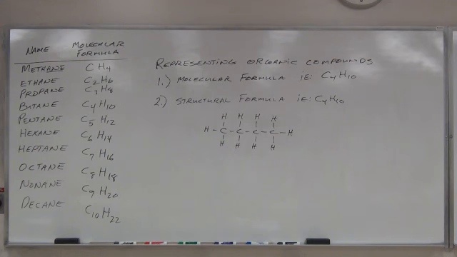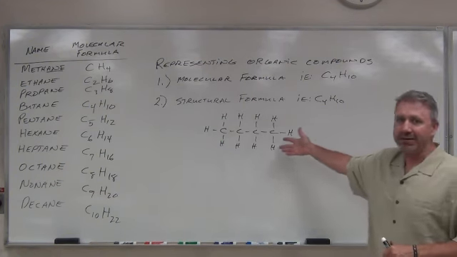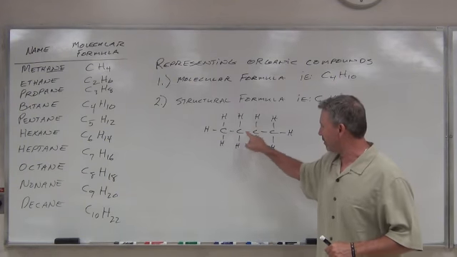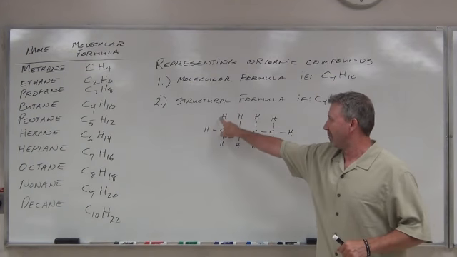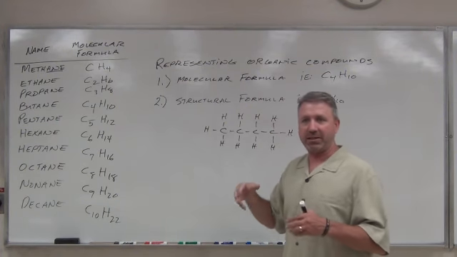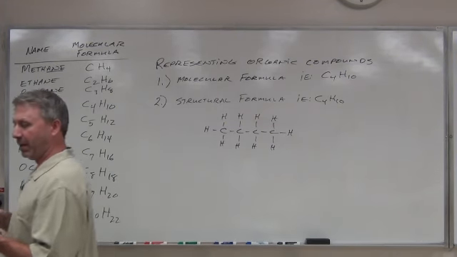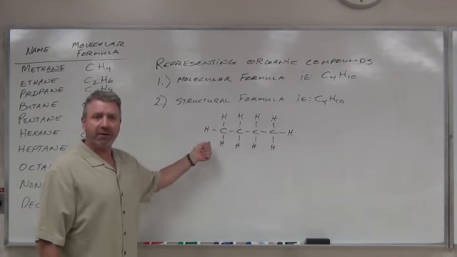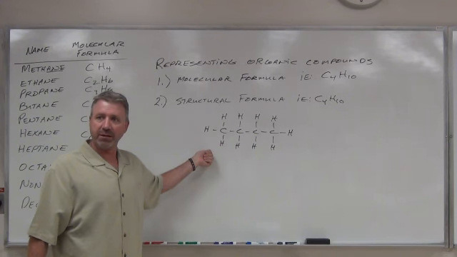Now, the advantage of the structural formula, obviously, is that it shows you the sequence of bonding. It shows you that the carbons are bound to each other and that some of the carbons are bound to 3 hydrogens while others are bound to 2. So it actually gives you details about how the bonding occurs with that particular molecule. So this is very valuable. It gives us some very valuable information.